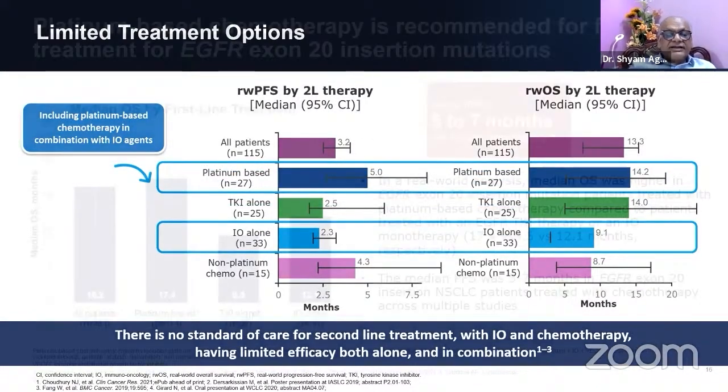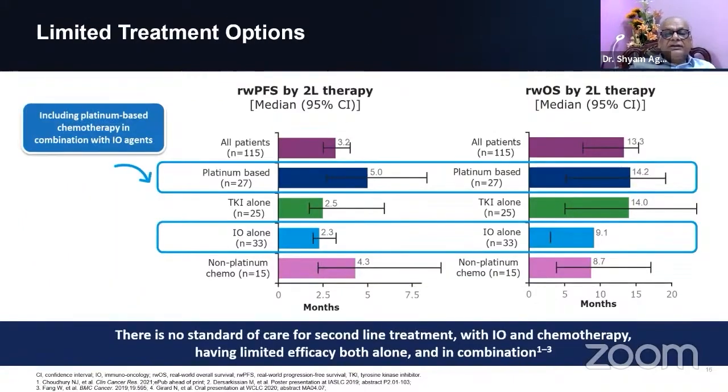Okay, sorry, this is the second line. So I think the data again shows that you have much lower response rates, and there is no standard of care. Even in the second line, the TKI is only giving you 2.5 months of PFS, and it does give you some 14 months, but there is no clear-cut standard of care for the second line. Next slide.